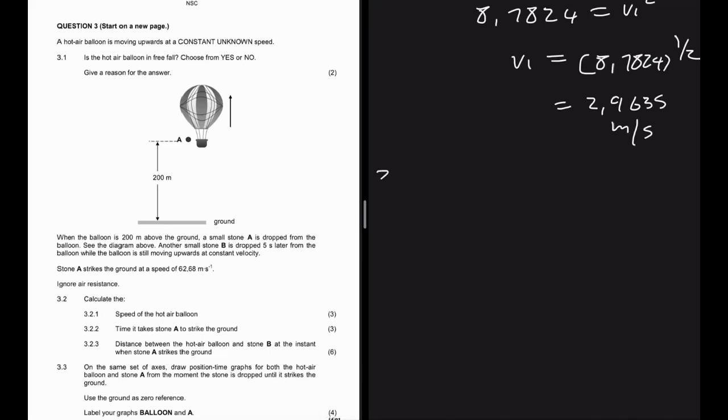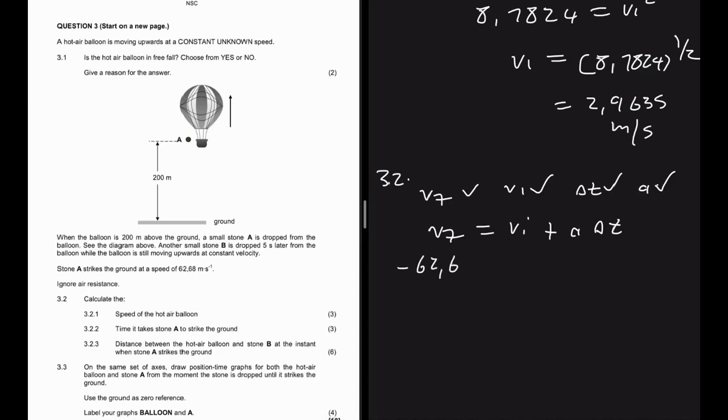And then 3.2 says the time it takes for stone A to strike the ground. We have VF, we have VI, we want delta T, and then we have A, right? So we can use VF equals VI plus A delta T. What is VF? VF is minus 62.68. And then what is VI? VI is 2.9635, plus A is minus 9.8, and then everything multiplied by delta T.